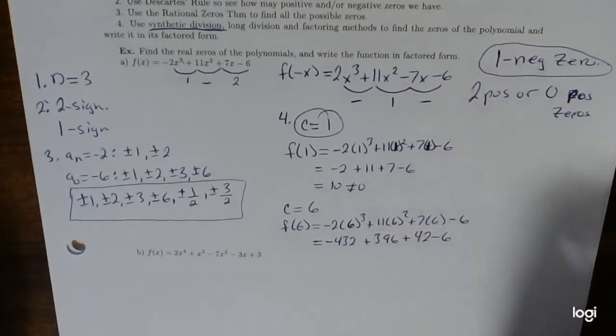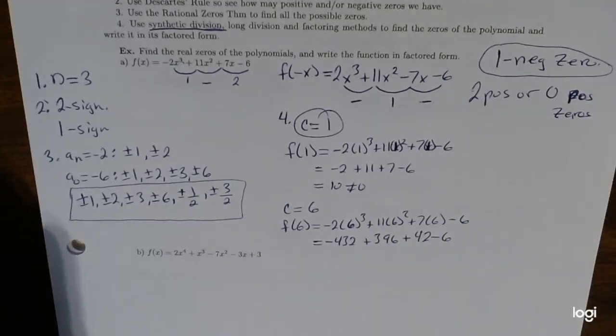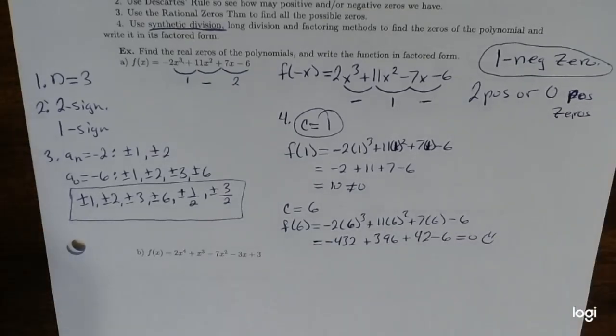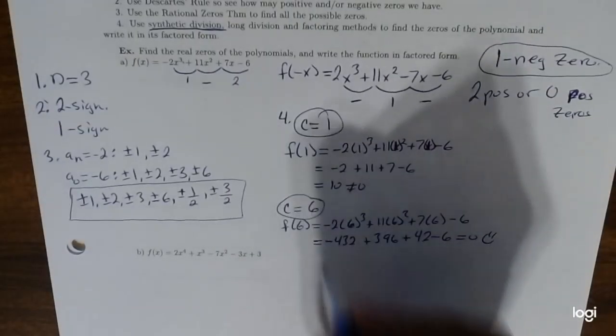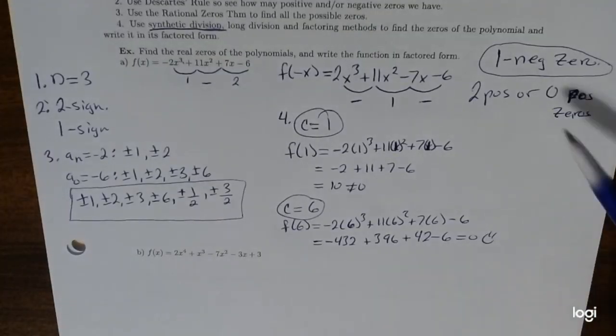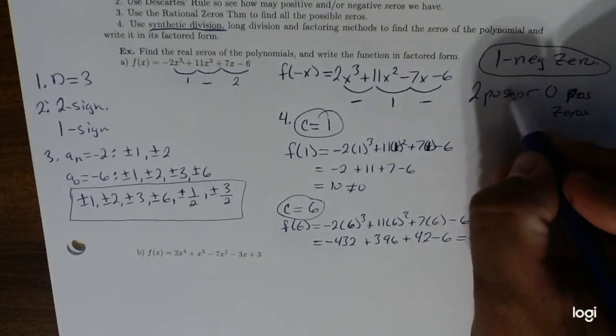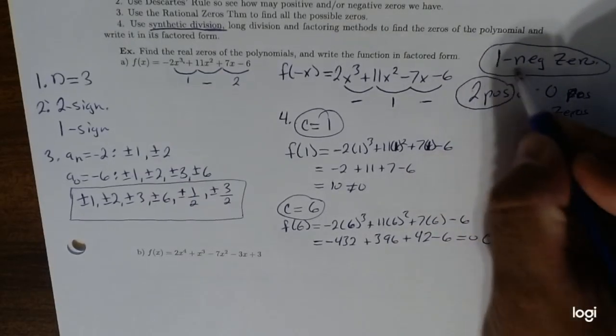Plus 7 times 6 should be 42, and then minus 6. So do we get 0? We always want to pray that we actually get 0 so we can slowly break it down from there. Well, let's see. And we get 0. Yay. So what that means is 6 is a factor of this. Now notice, if we go back up here, because we got a positive, we actually are guaranteed 2 positives and 1 negative.